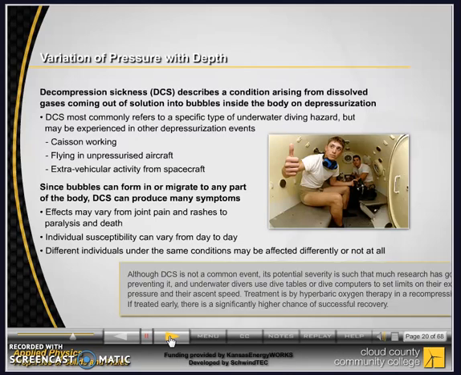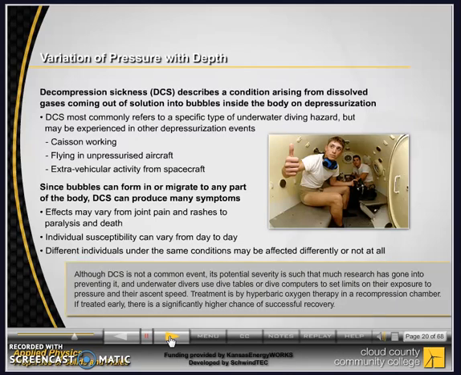Although DCS is not a common event, its potential severity is such that much research has gone into preventing it, and underwater divers use dive tables or dive computers to set limits on their exposure to pressure and their ascent speed. Treatment is by hyperbaric oxygen therapy in a recompression chamber. If treated early, there is a significantly higher chance of successful recovery.